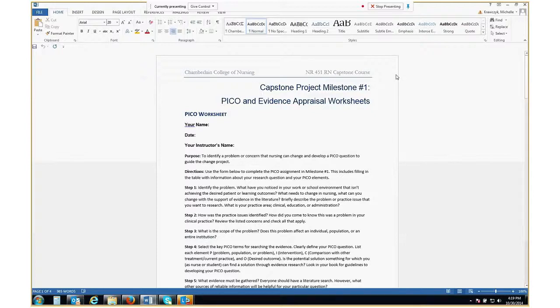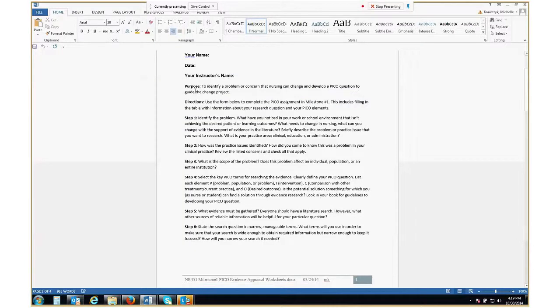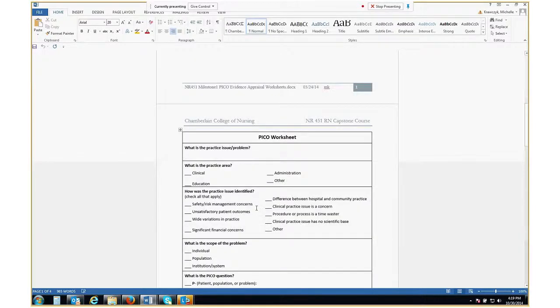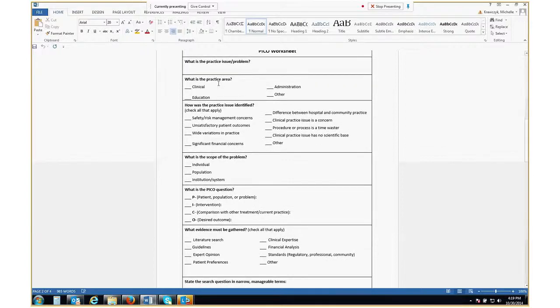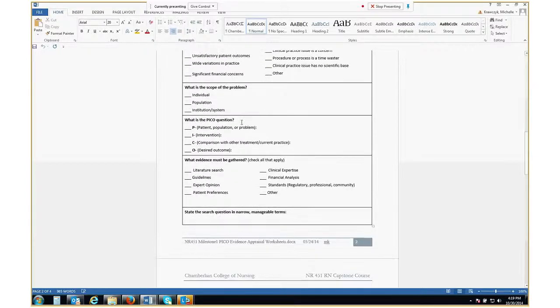Okay, so this is milestone number 1. Again, this is due in week 3, but it is something you need to start working on and looking at. Fill in this section here. Here are your very step-by-step directions of what this should look like. This part talks about what the practice issue and the problem are. I want you to give me a paragraph or 2 and tell me why this is a problem and why you think that you need to do this. Answer some of these questions and continue to go down.